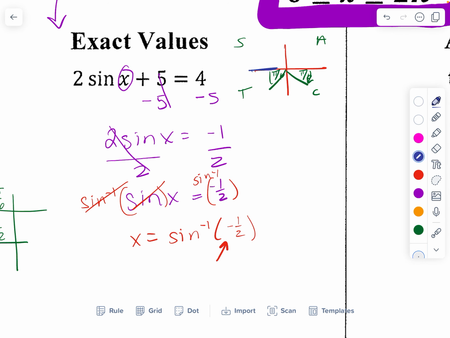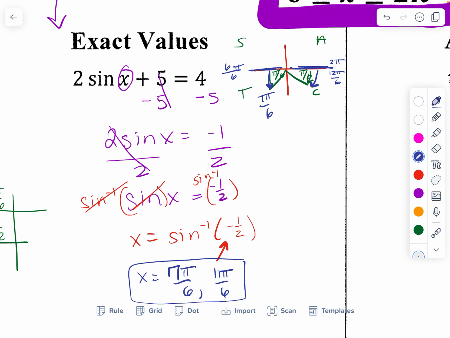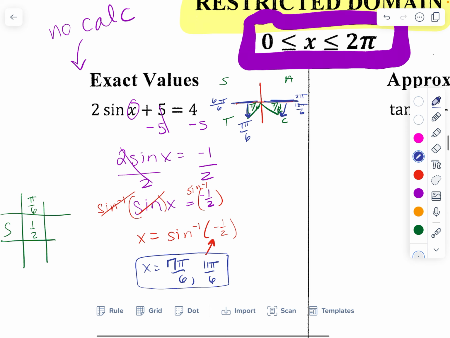Well, I know here is 1 pi. We could also call that 6 pi over 6. And if I add pi over 6, we get 7 pi over 6 as one value. And the other value, if this is 2 pi, another way of saying that is 12 pi over 6. If I subtract back 1 pi over 6, we get 11 pi over 6. So these are the values between 0 and 2 pi that satisfy this equation.